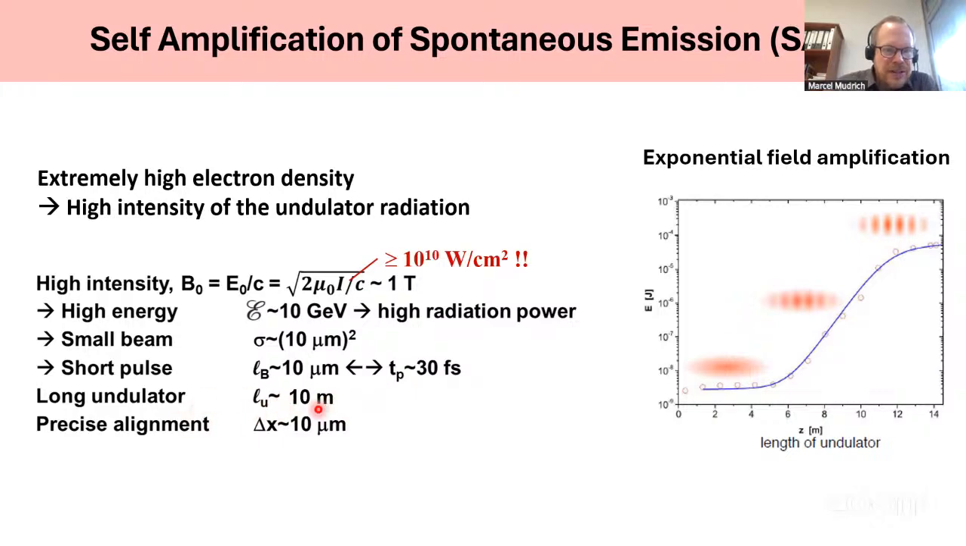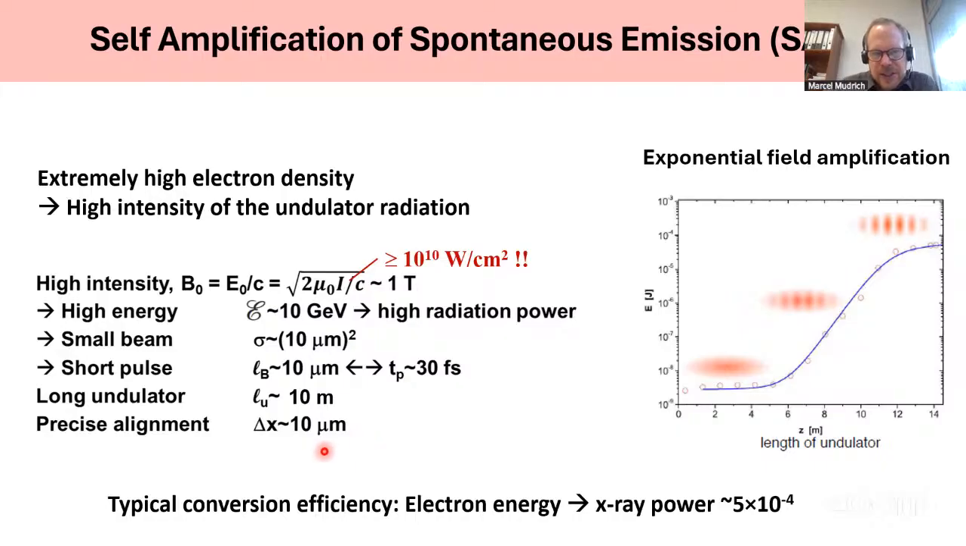We need long undulators on the length scale of 10 meters and very precise alignment of the setup, with a precision in the range of 10 micrometers on a length of 10 meters. So this is a factor of 10 to the 6, one million, that is the precision needed. And even then, the typical conversion efficiency from electron energy into X-ray power is still better than high harmonic generation in laser-matter interaction, but we are talking about 5 times 10 to the minus 4 or so.